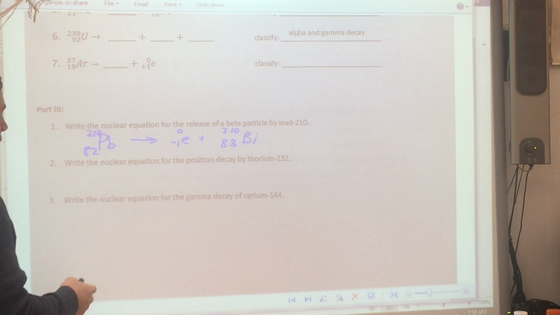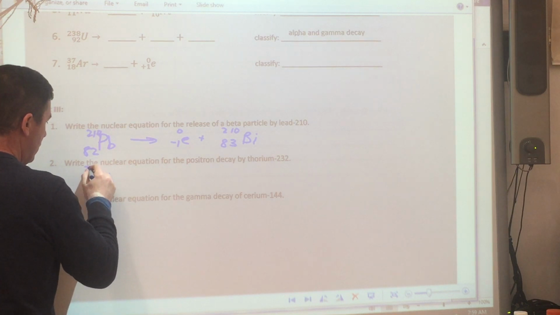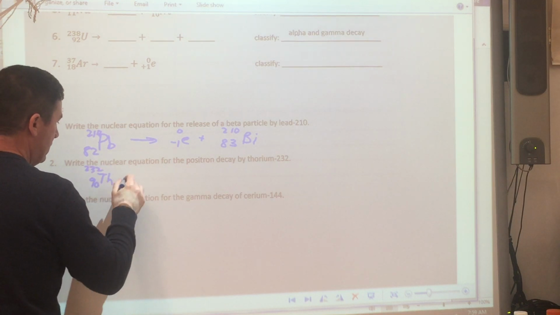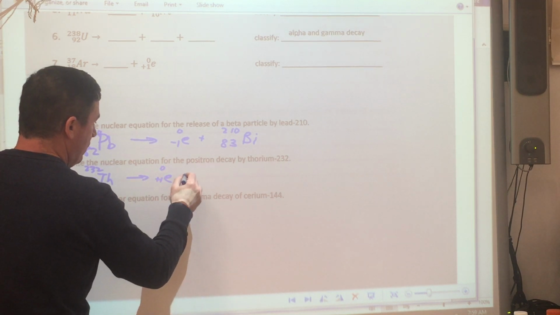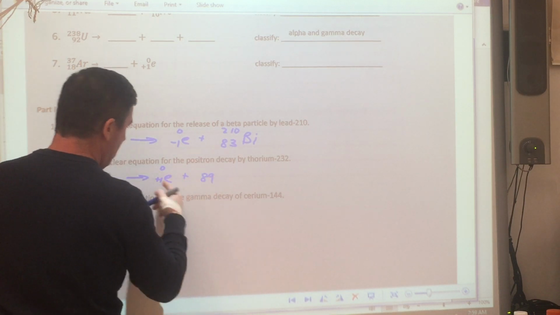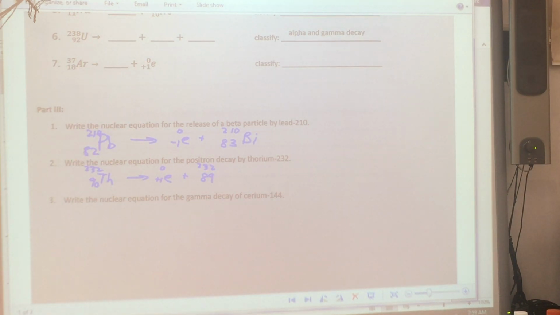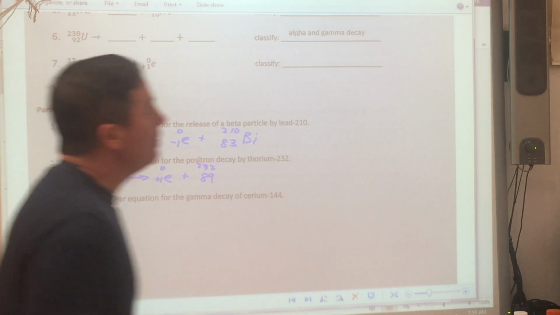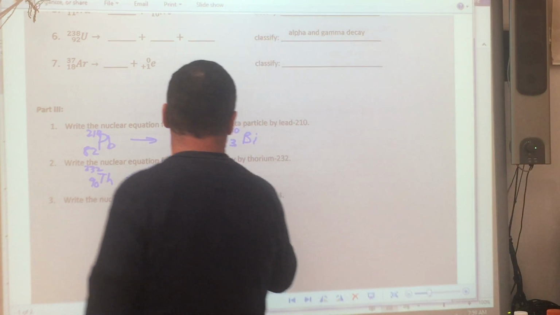Okay? We have the nuclear equation for positron decay of thorium-232. Thorium is 90. So we're decaying here a positron that's 0 and a +1, and then that ends up being 89. 89 plus 1 is 90. That does not change. The element that is 89 is, let's look quick. Actinium again. Actinium.